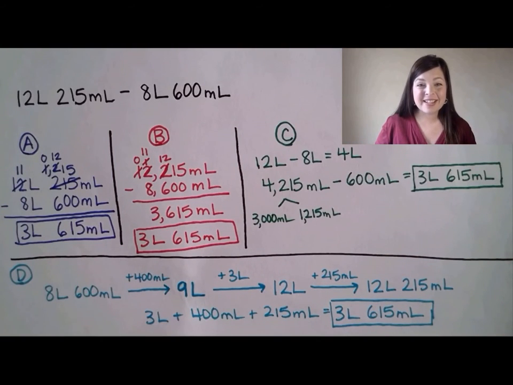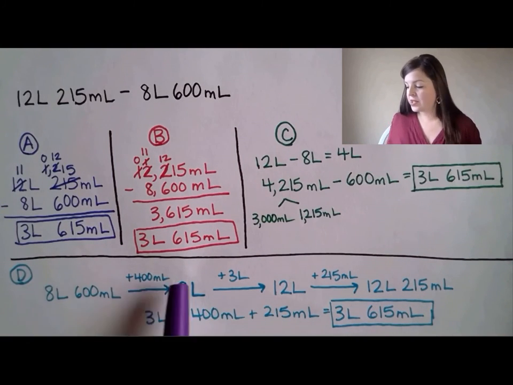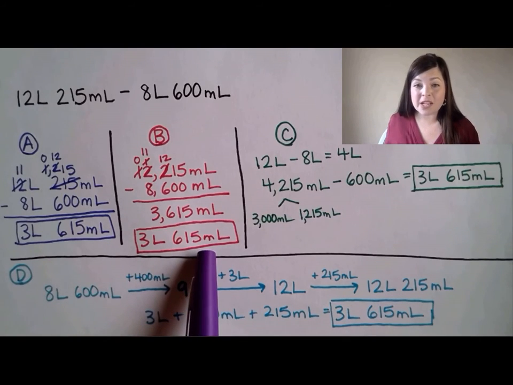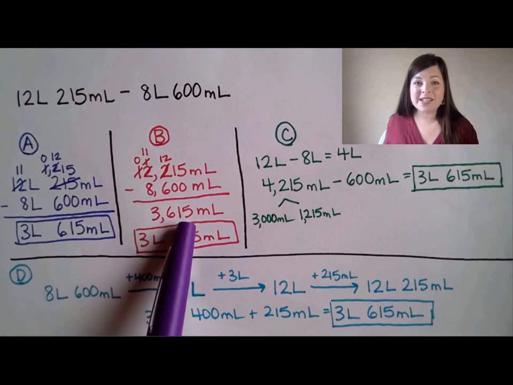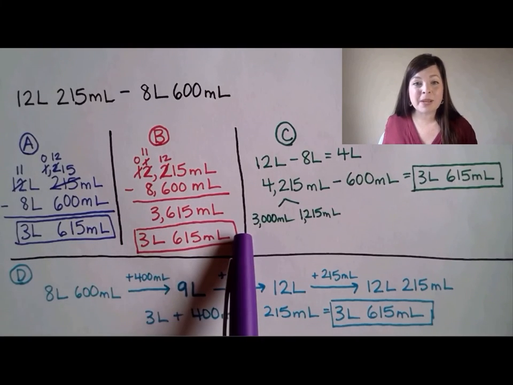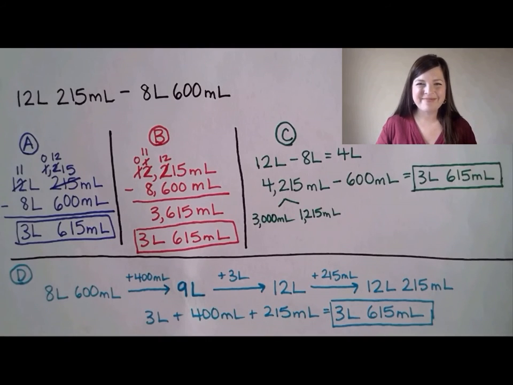Welcome back. Hopefully you found the difference was 3 liters, 615 milliliters, or if you solved in milliliters, 3,615 milliliters. Remember, expressing the measurement in both ways is correct. Here are 4 different ways that you may have solved the problem, but of course, remember, these aren't the only correct ways that you could have solved it. Do any of them look similar to how you thought about the problem?